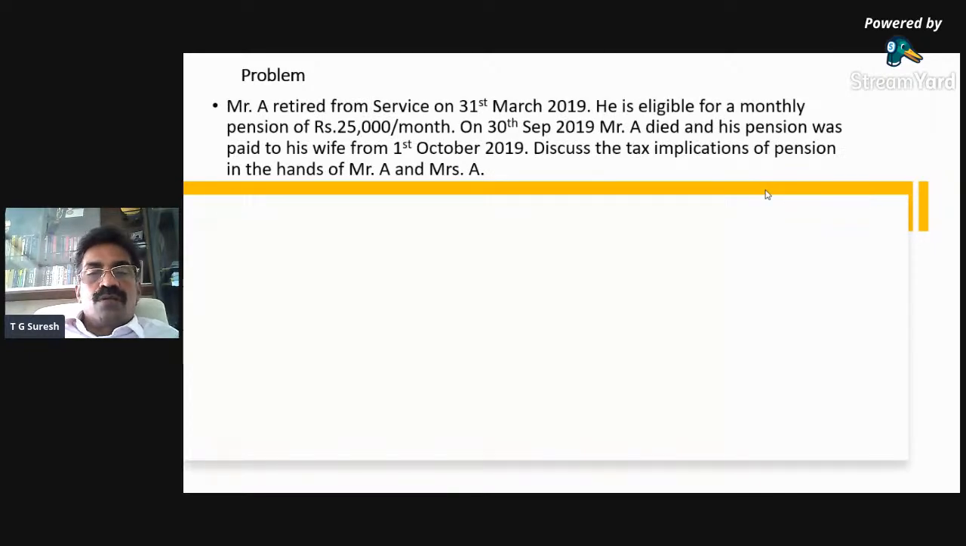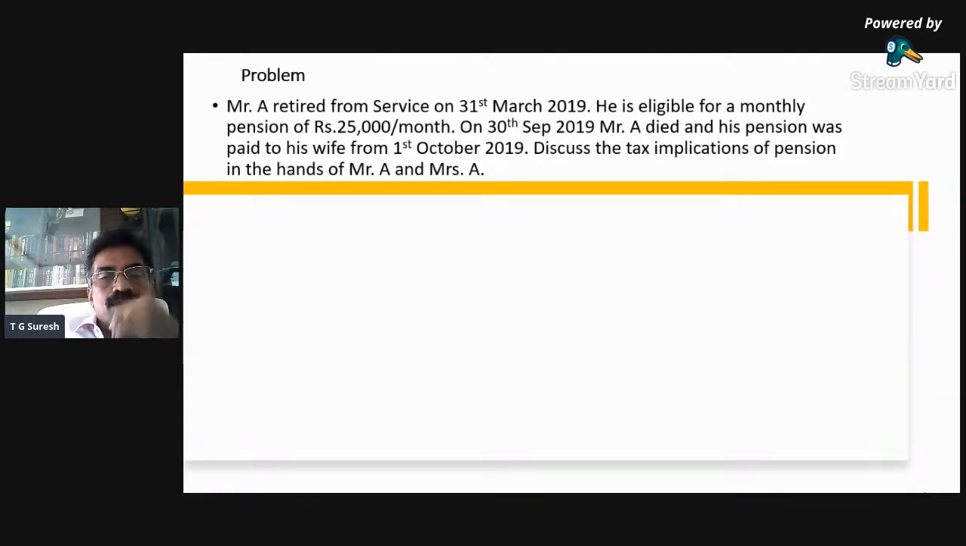So this is one small question for you. Just go through the question, a couple of minutes for you to go through it. A retired from service on 31st March 2019, and is eligible for a monthly pension of 25,000 rupees per month.